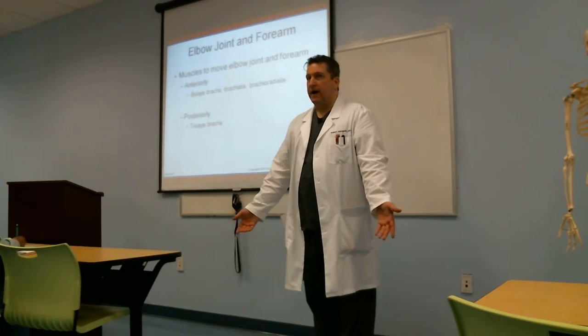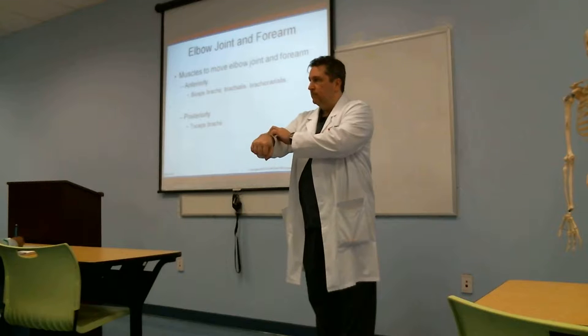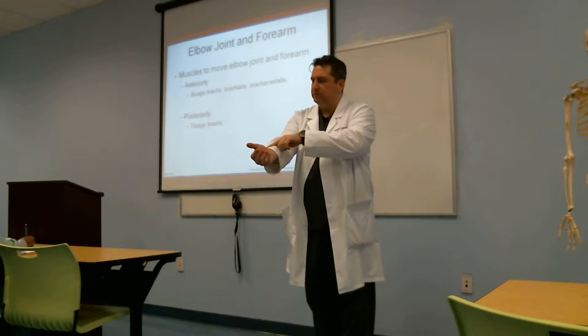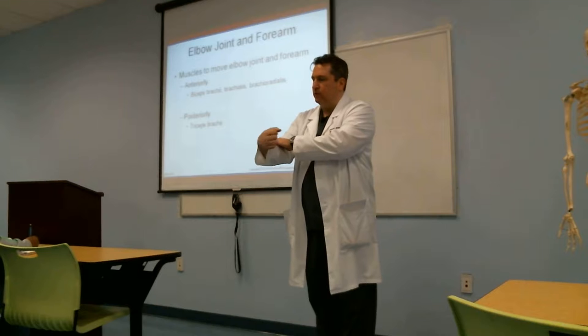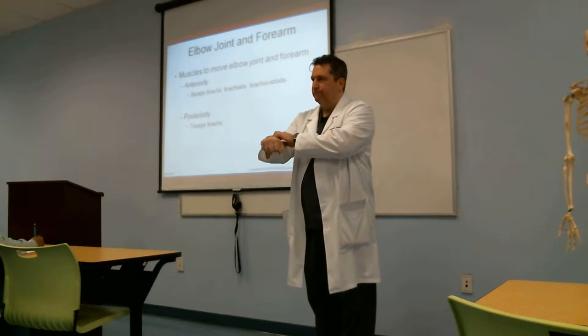The brachioradialis is that big forearm muscle that's right here. It helps with pulling things this way, for instance. Like pulling your wrist towards you and downward like this. That would be what? Pronation, yes. Brachioradialis. It's the big muscle of the forearm.